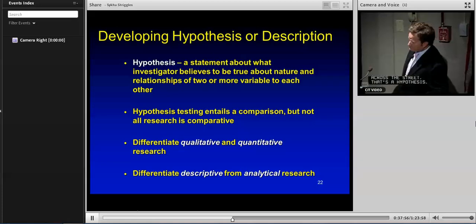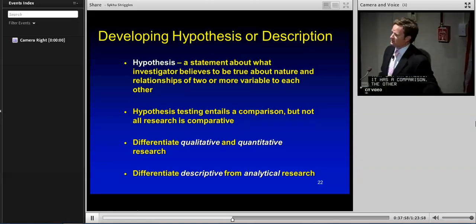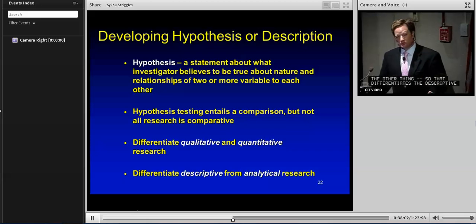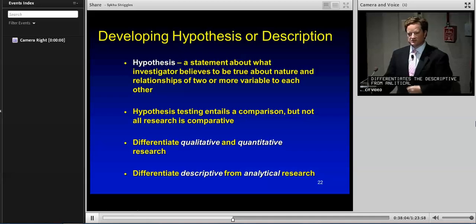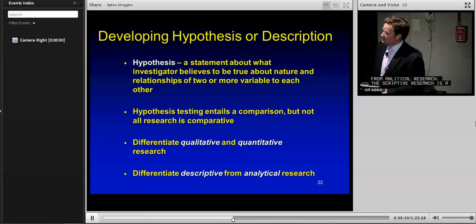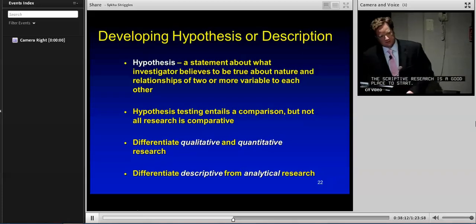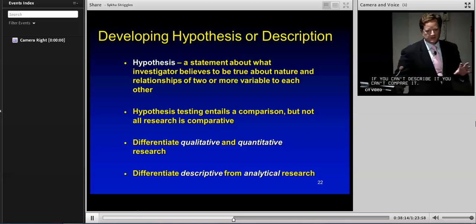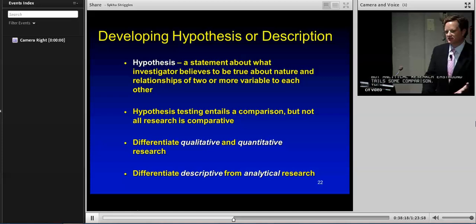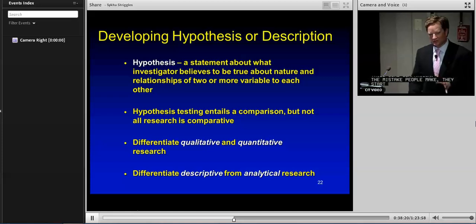The other thing, so that differentiates descriptive from analytical research. Descriptive research is often a good place to start because if you can't describe the disease or the problem that you're going to study first, you certainly can't compare it to something else. But analytical research entails some comparison. The mistake people often make is they start out doing a descriptive study and they just can't help themselves. They've got to start doing comparisons within it, right?